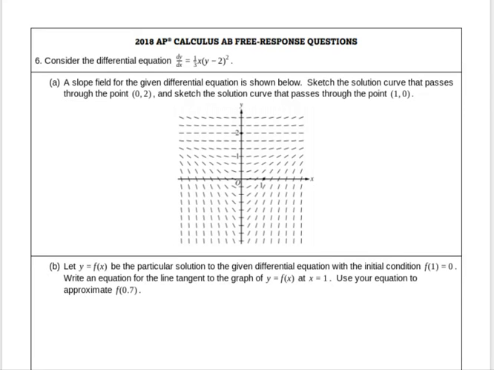Hey everybody, this is the 2018 FRQ number 6. This one should actually look familiar because I'm pretty sure we gave this to you guys once upon a time when we were doing slope fields and stuff. Anyway, hopefully it's not that big of a deal.